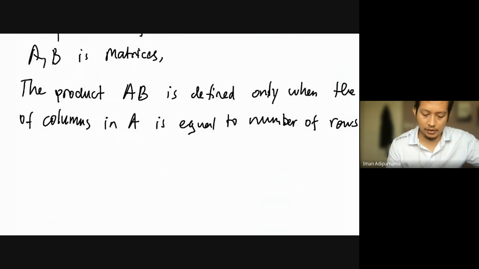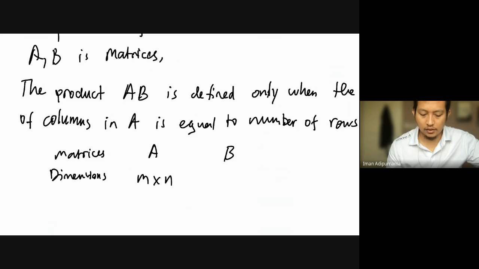Okay, so for example, A and B are matrices, and these are the dimensions. If the dimensions of A are m and n, the matrix B should start with n and maybe k. This is still doable to take the multiplication.